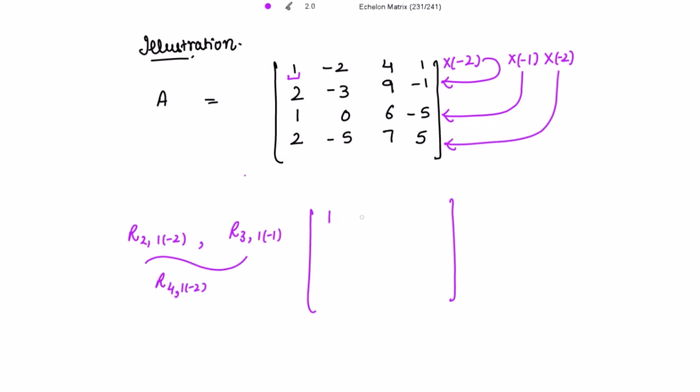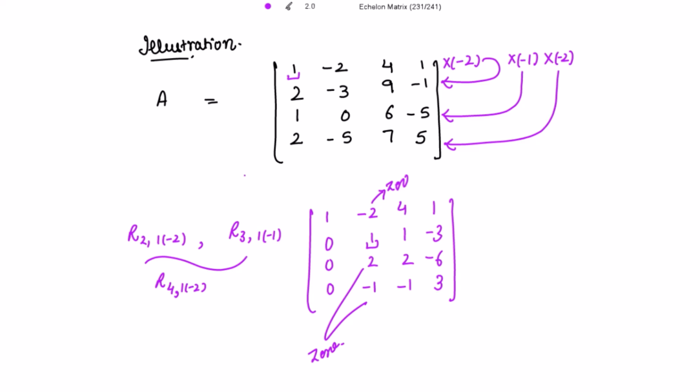So writing the first row as it is, row 2 is changed into 0, 1, 1, negative 3. Row 3 is changed into 0, 2, 2, negative 6. And the last row is changed into 0, negative 1, negative 1, 3. Now I'm having 1 as the leading entry for the second row, and I need to get 0 in place of 2 and negative 1, and also try to make this 0 as well.